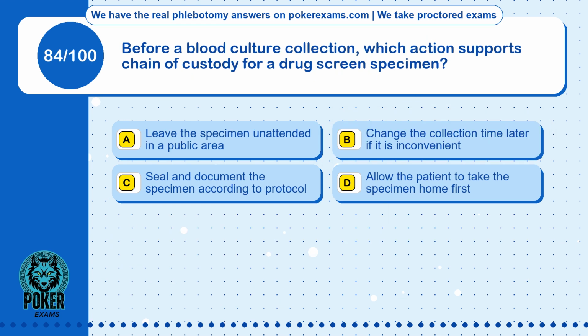Question 84. Before a blood culture collection, which action supports chain of custody for a drug screen specimen? Option A. Leave the specimen unattended in a public area. Option B. Change the collection time later if it is inconvenient. Option C. Seal and document the specimen according to protocol. Option D. Allow the patient to take the specimen home first.